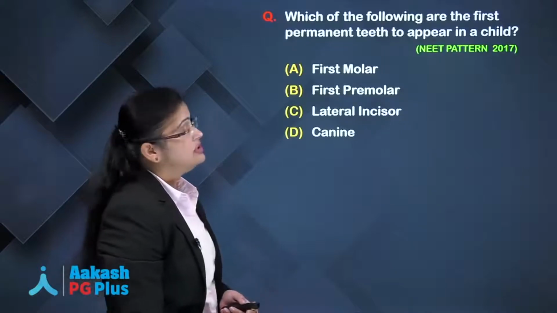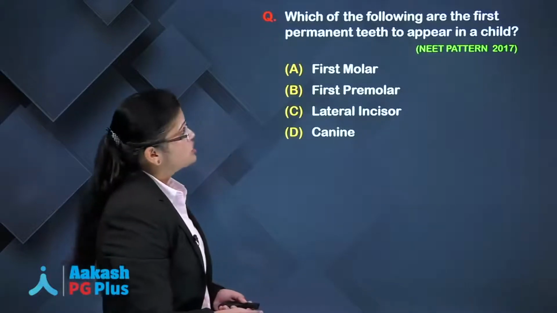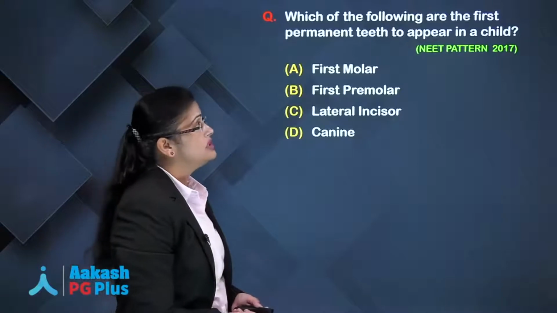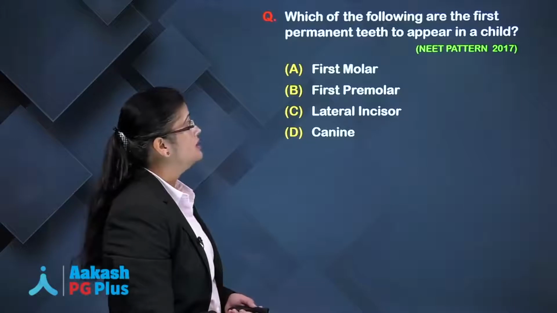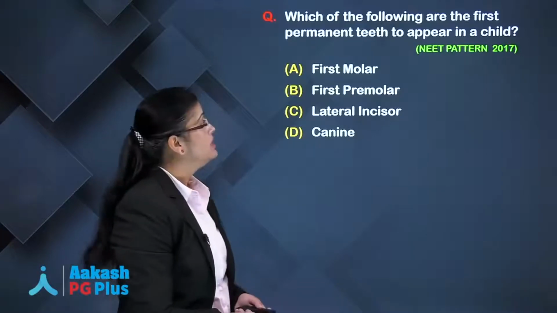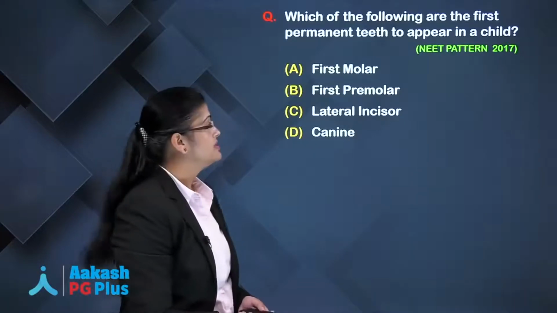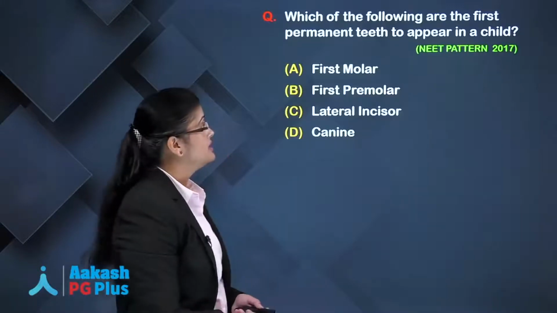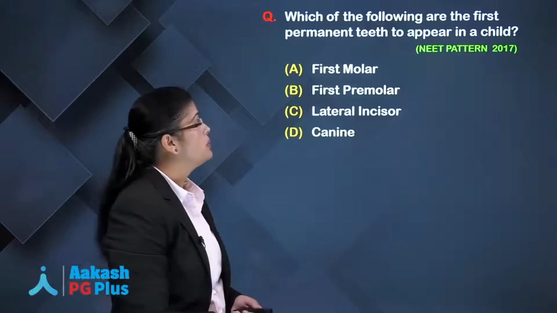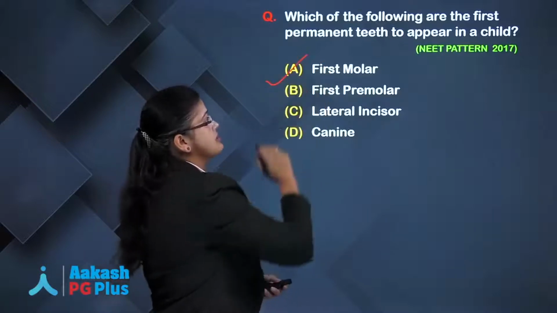Now coming on to the next question. Which of the following are the first permanent teeth to appear in a child? And your options are A. First molar, B. First premolar, C. Lateral incisor, and D. Canine. And the correct answer to this question is option A, that is first molar.